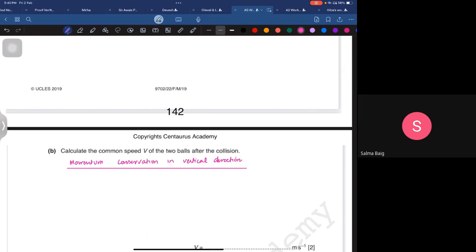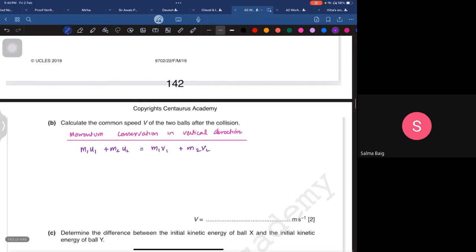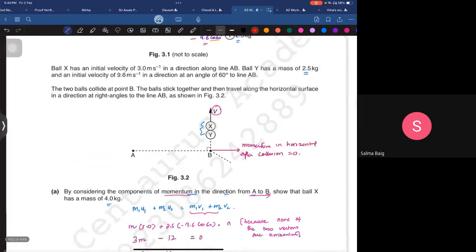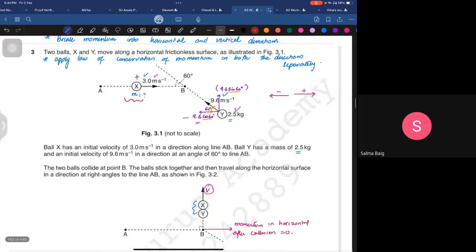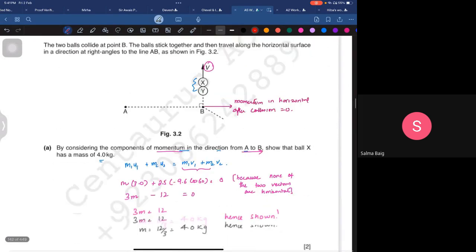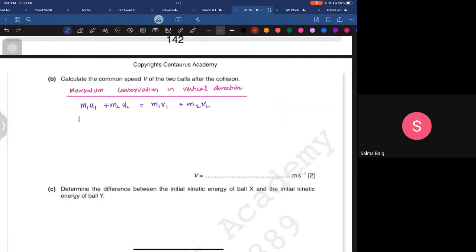All right. So it depends on what they're asking. You've got to understand that. Now apply the same formula. M1 U1 plus M2 U2 equals M1 V1 plus M2 V2. What you do next is, initially, if you see, this vector X was never vertical. So that means if I take this direction as positive and this direction negative, the 4 kg mass has no vertical speed. So I'm going to put 0 here.